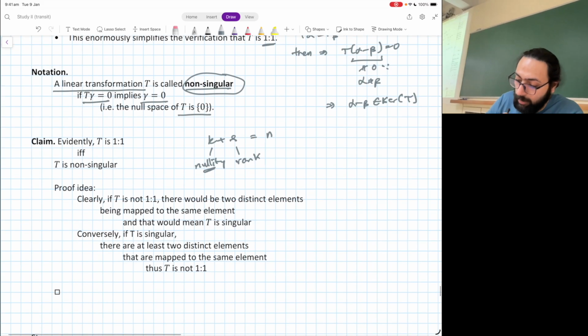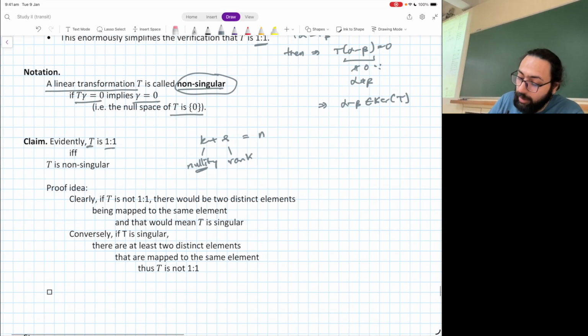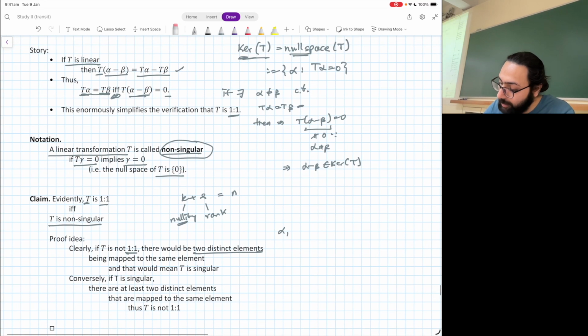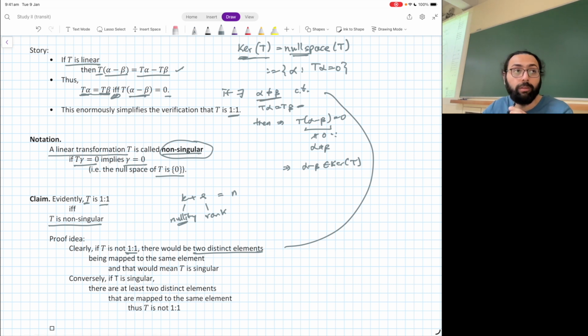All right. So evidently T is 1-to-1 if and only if T is non-singular. This is what I was explaining earlier. Clearly, if T is not 1-to-1, there would exist alpha not equal to beta such that they map to the same object, say C. And so the difference would be 0 by linearity. That would mean that you have an element in the kernel, which means that nullity is non-zero.